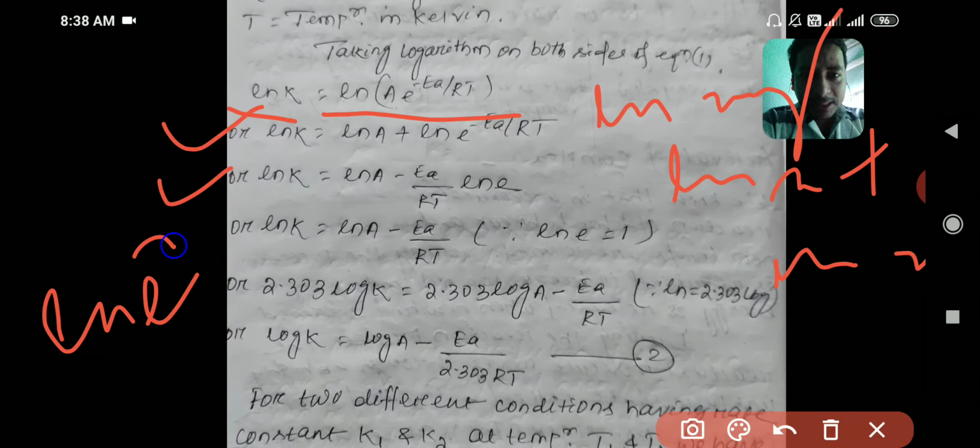So this equation can also be written as ln K is equal to ln A plus ln e to the power minus EA by RT, and know that A is a frequency factor or Arrhenius factor which is a constant. So it should always remain the same, and the same equation can also be written as ln K is equal to ln A minus EA by RT, ln e. The formula for ln e to the power x is x ln e.